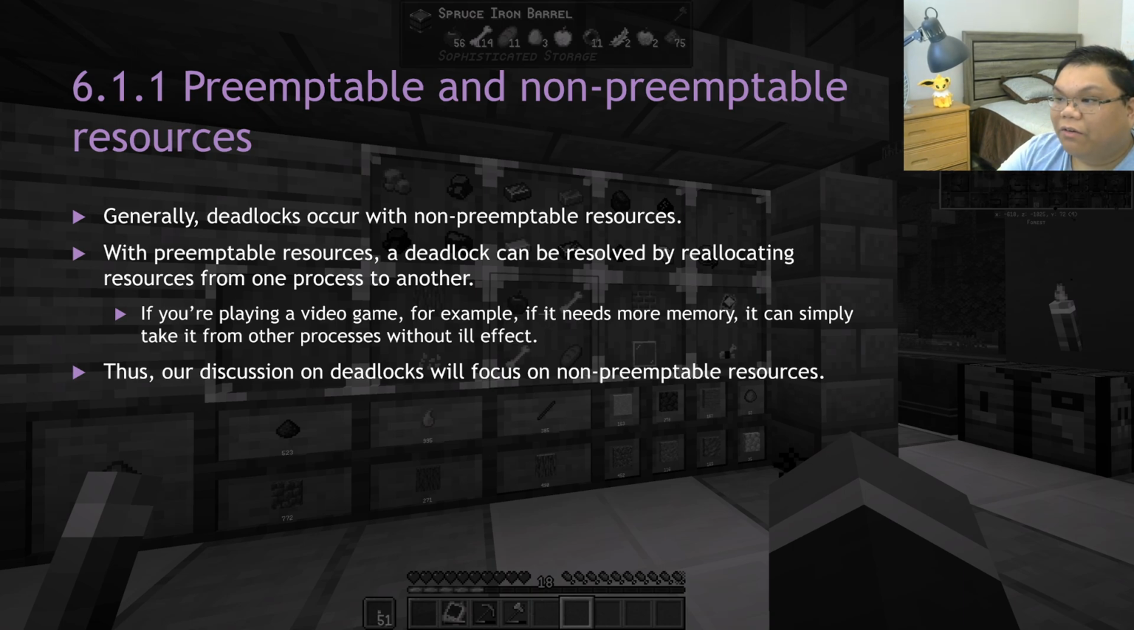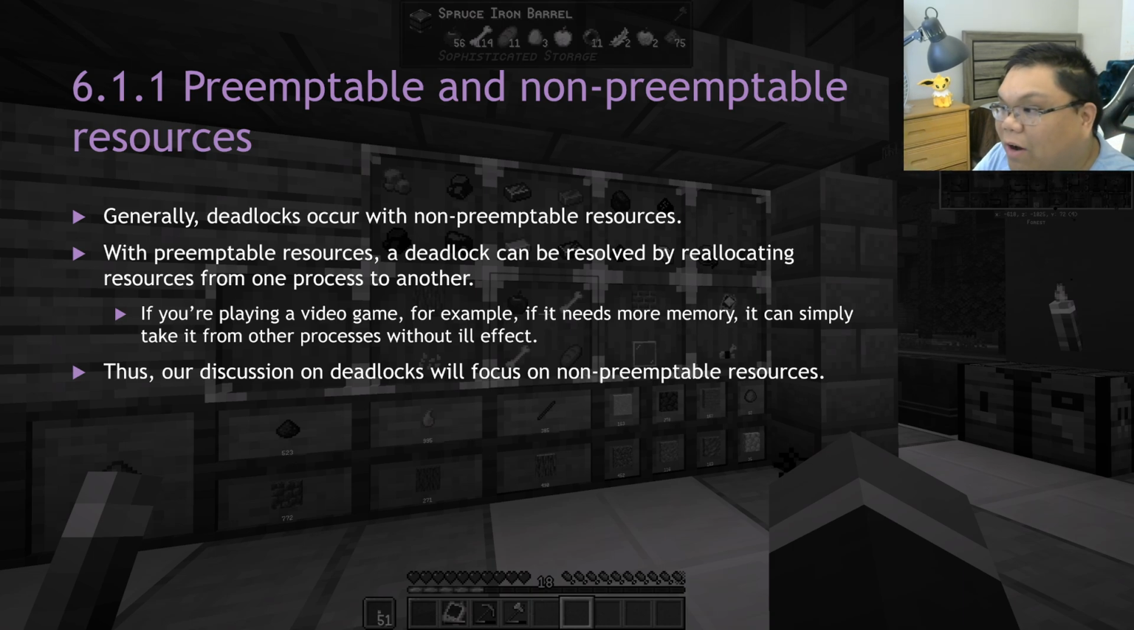Generally, deadlocks occur with non-preemptible resources. Because if a deadlock happens with a preemptible resource, all we've got to do is reallocate resources so that whichever process needed it more will use that resource. And then once that's done, that resource is free to be used by another process.